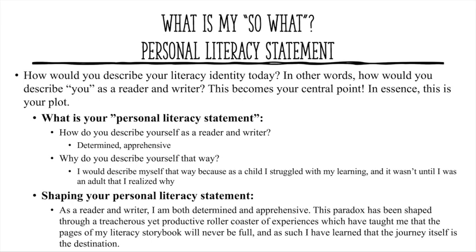So, what you notice here is that I've included how I would describe myself, but then I had to think about what's the connection between these two things. Well, they're kind of a paradox, kind of a contrast. And so I wanted to bring about a statement that would guide the audience into what my literacy narrative, or the body of my text, would be. And that is a treacherous yet productive roller coaster of experiences. So that kind of tells us, right? We have this image in our head. We know what a roller coaster does.